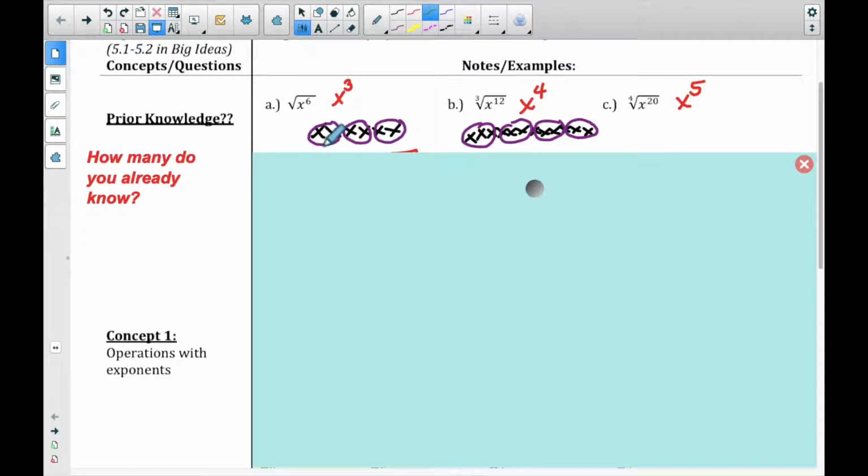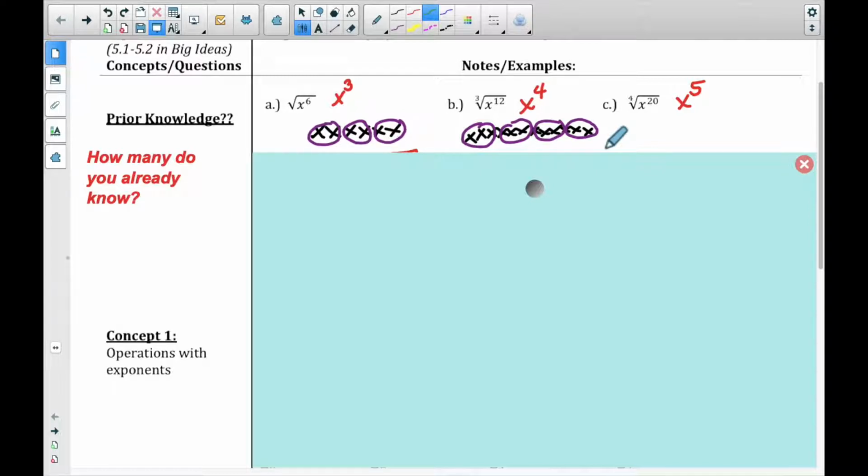So check your answers on A, B, and C, x to the third, x to the fourth, and x to the fifth. How do you do that? Well, remember x to the sixth is like you have 6 x's all being multiplied together. And the square root means you want to group them in groups of 2. And so I've circled groups of 2, and I have 3 groups of 2, so that is x to the third.